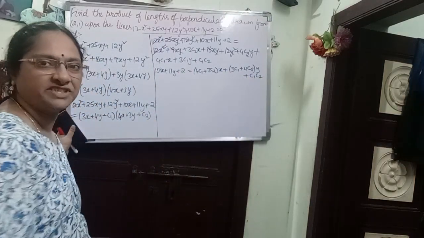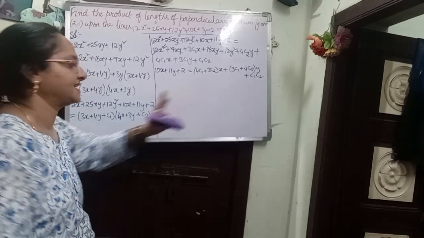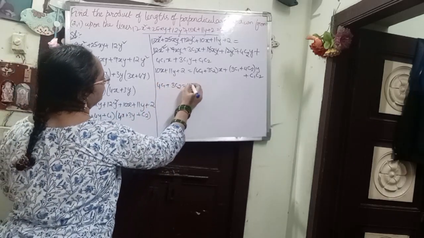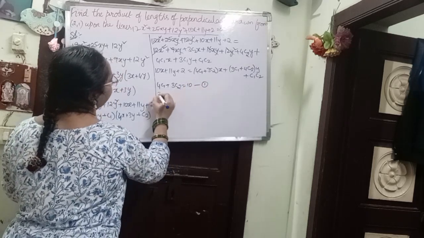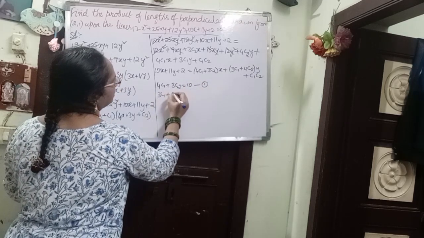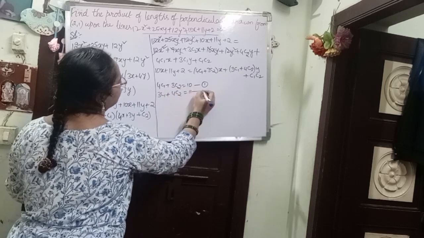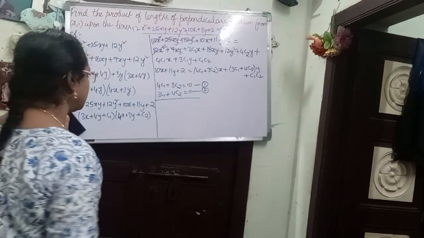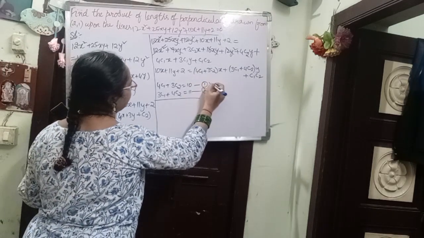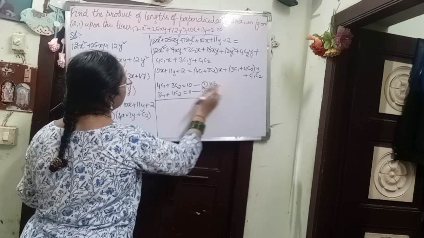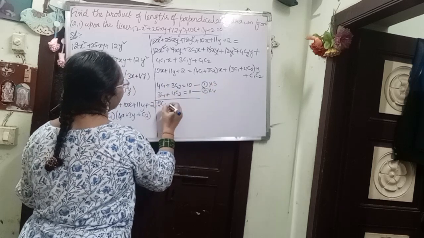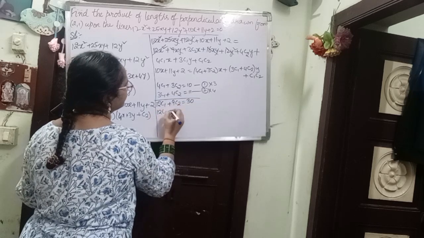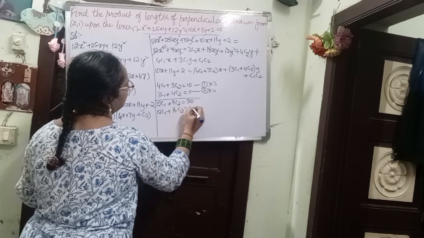Now compare the coefficients of the left hand side and right hand side. 4c1 plus 3c2 equals 10, take this as equation 1. And what is left? 3c1 plus 4c2 equals 11. This is the second equation. Now solve the equations to get c1 and c2 values. I am multiplying the first by 3 and the second by 4. So you will get 12c1 plus 9c2 equals 30 and 12c1 plus 16c2 equals 44.